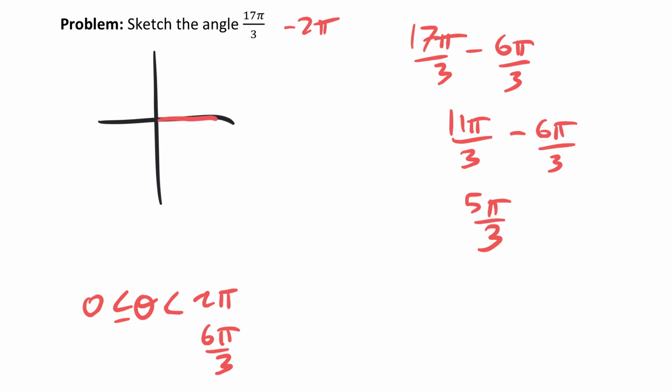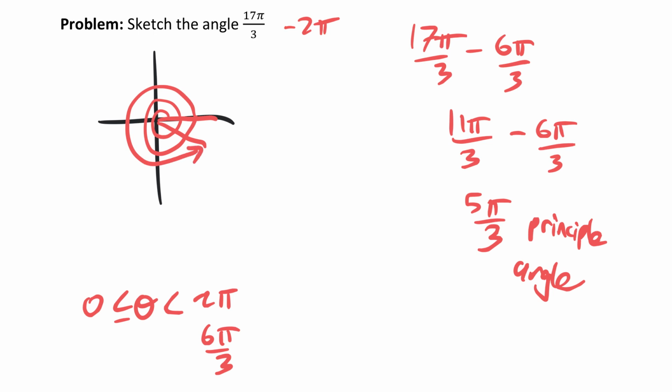Let's go ahead and sketch the principal angle. This is again our principal angle. Let's sketch that, and then let's include the 2 revolutions. So 1, 2, and then my principal angle. This would represent 17 pi over 3.